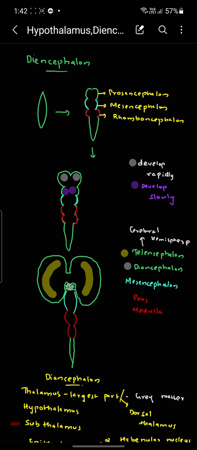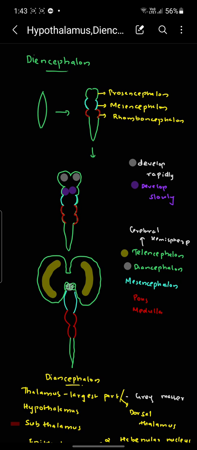So, diencephalon. At first, how is the diencephalon developed? First, a neural tube will develop. Then primary swellings will develop on the neural tube. That is prosencephalon, mesencephalon, and rhombencephalon. Two more bulgings develop at the level of prosencephalon. You can see, that is telencephalon and diencephalon.